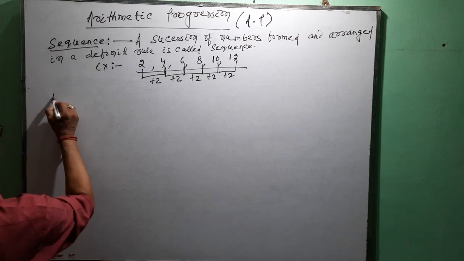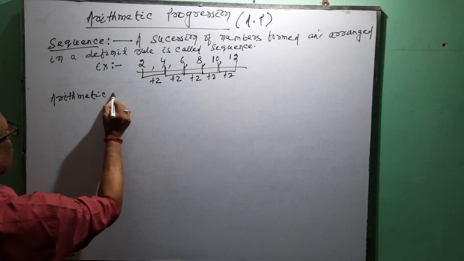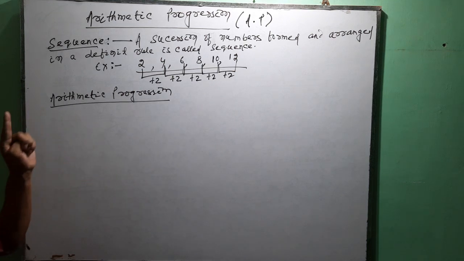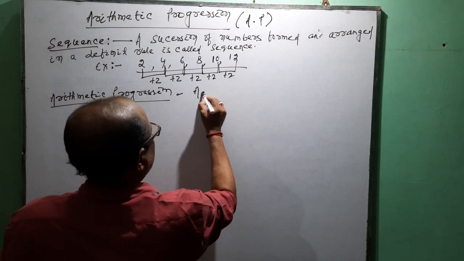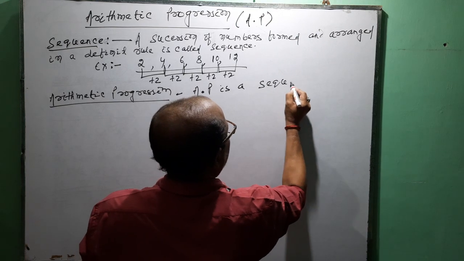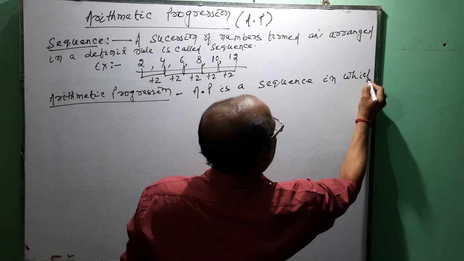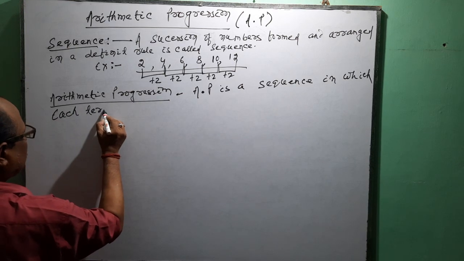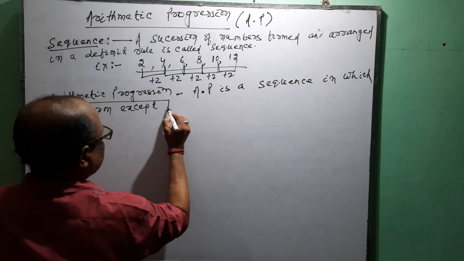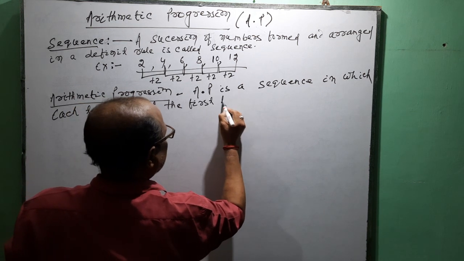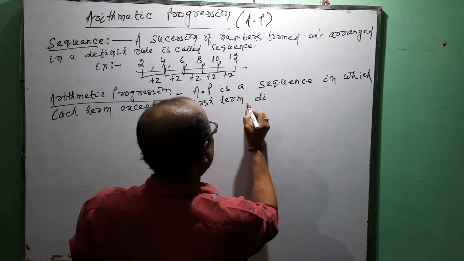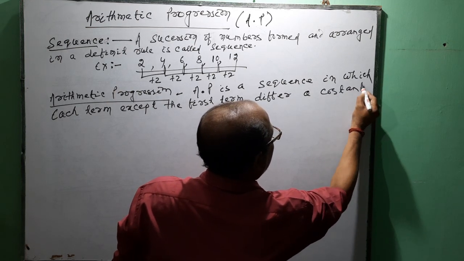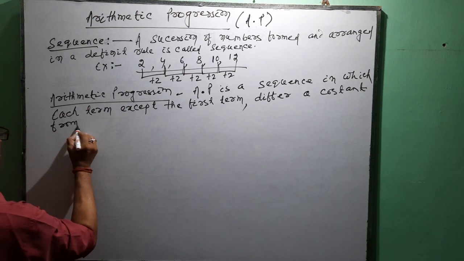Then we come to arithmetic progression. Arithmetic progression is a sequence in which each term, except the first term, differs by a constant from the preceding term.